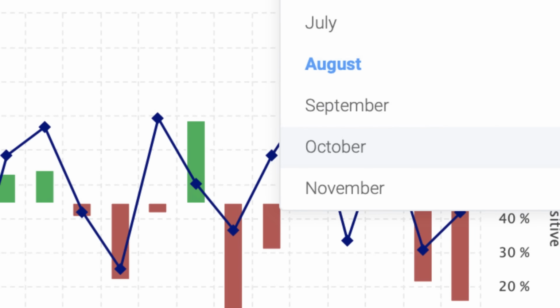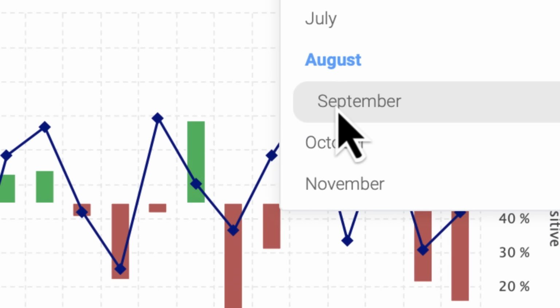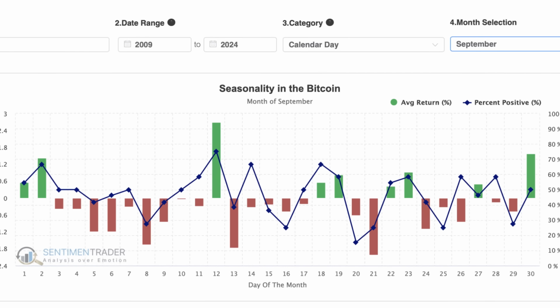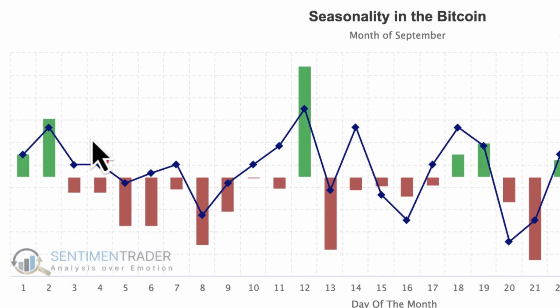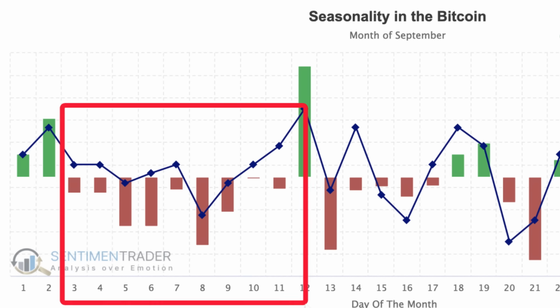In particular, I want to show you the months of September and October. Let's go to September. Now take a look at this. This is really fascinating, and immediately I think you'll see something very clear on this chart of seasonality of Bitcoin for September. Remember, this data goes back from 2009 to 2024, so there's a lot of data here. What this data shows us is that the seasonality of Bitcoin in September is really poor, really bad in the first half of September, specifically from about the 3rd of September all the way to the 11th of September.